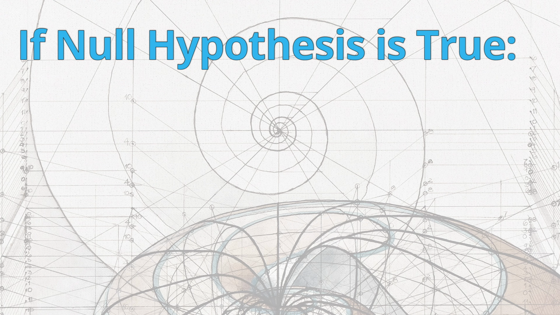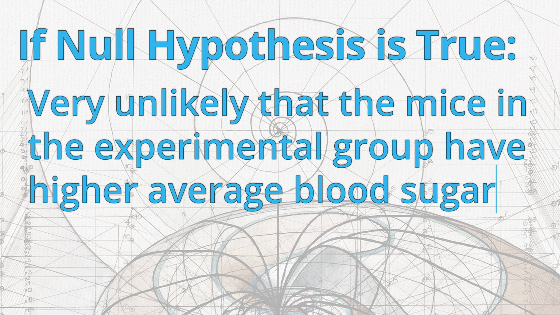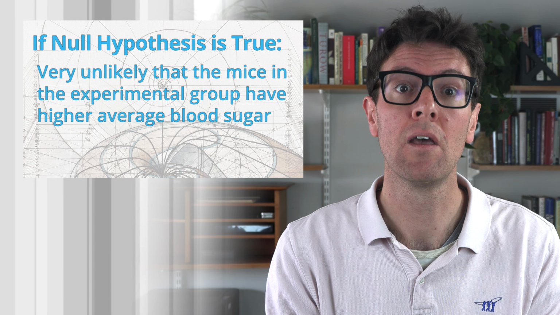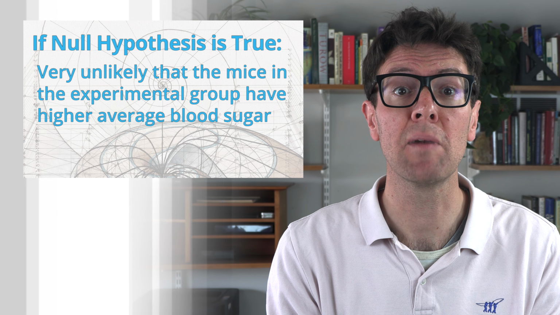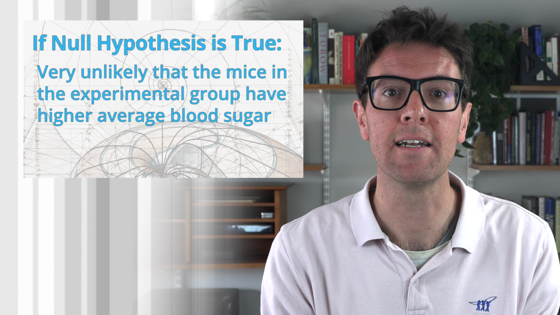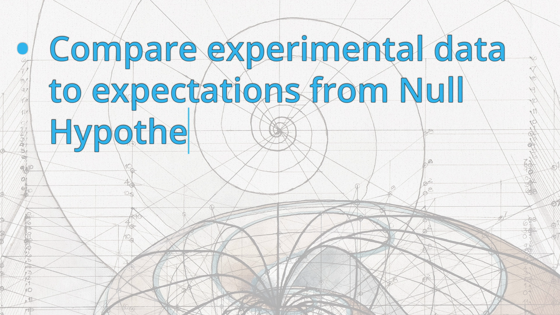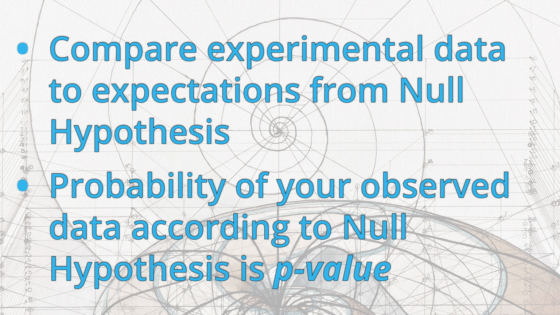If the additive makes no difference, that is, if the null hypothesis is true, it's very unlikely that lots of the mice in the experimental group have high blood sugar readings. This would be more and more unlikely the more mice are used in the experiment. This shows the importance of a large sample size in experimental design. Then, after we conduct the experiment, we compare our experimental data to our expectations from the null hypothesis. The probability of getting our experimental data, if the null hypothesis is true, is called the data set's p-value.